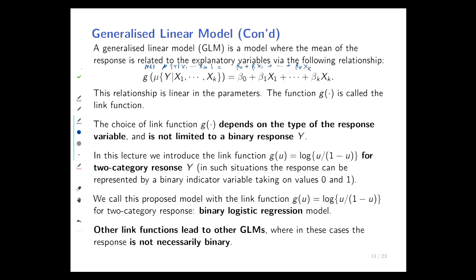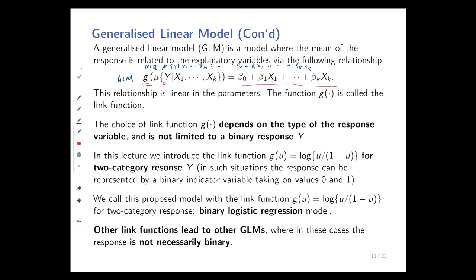So that's our multiple linear regression model. And the generalized linear model here differs only by this g function. We put a function on the mean of the response, and we consider a transformation of the mean of the response still as a linear function of the explanatory variables. So that's the generalized linear model.